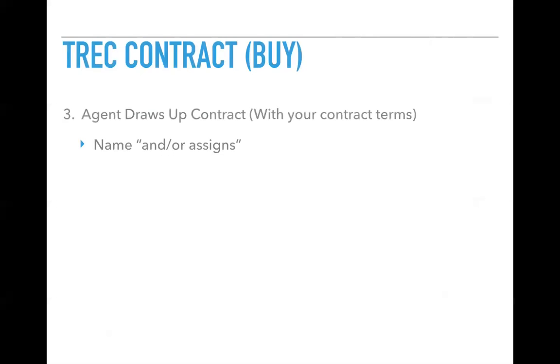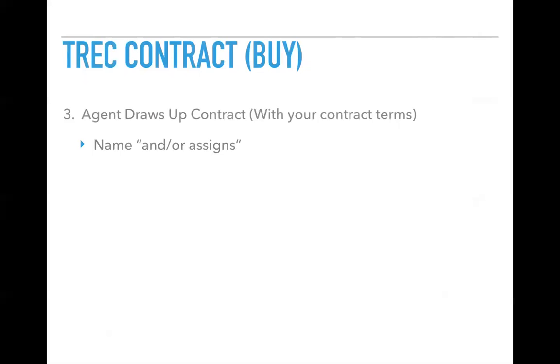And this allows you to do a number of things. First, you don't have to have "and/or assigns" on a TREC contract in order to assign it. But what it does do is provide a level of transparency that, hey, I may not be the final buyer on this particular property. Because I've known a lot of wholesalers that get into trouble because they don't necessarily disclose that they're wholesaling the property until very late in the process. And the agent feels either duped or there's just some type of deception there.